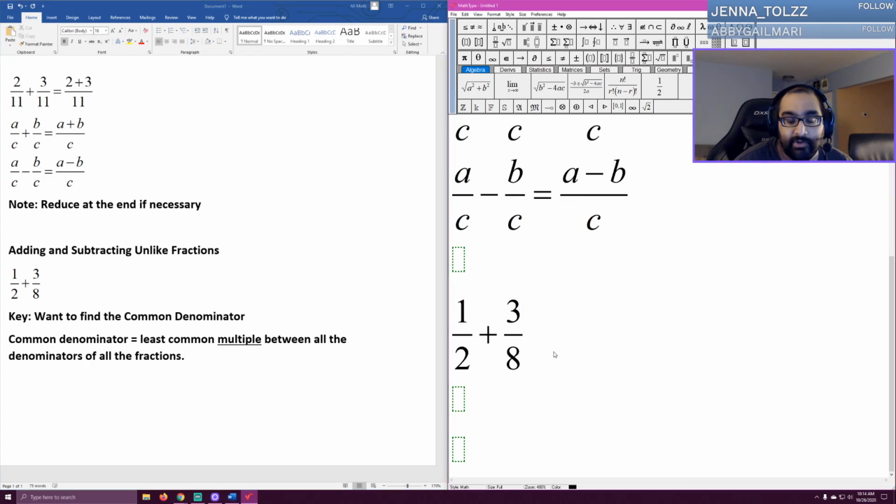We've got 1/2 plus 3/8. What is the common denominator between 1/2 and 3/8? What do we have here? We have 2, we have 8. So what's the common denominator in that case? What do you guys think? Yeah, 8, okay.